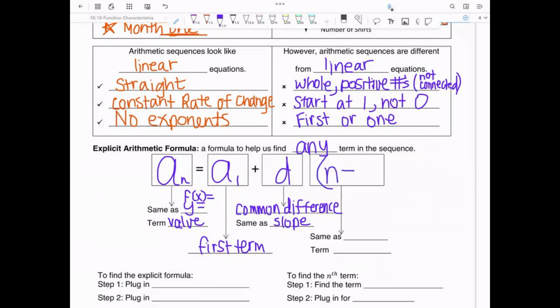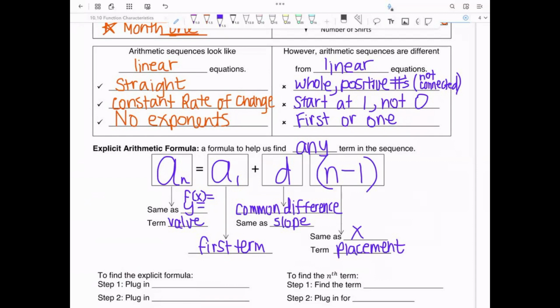Then we have parentheses, n minus 1. So n is the same as x, and that's our term placement. What that means is where it comes in the sequence. Is it first? Is it second? Is it third? If we want to find the 100th term, we plug in 100 for n, because that's where it comes in the sequence.